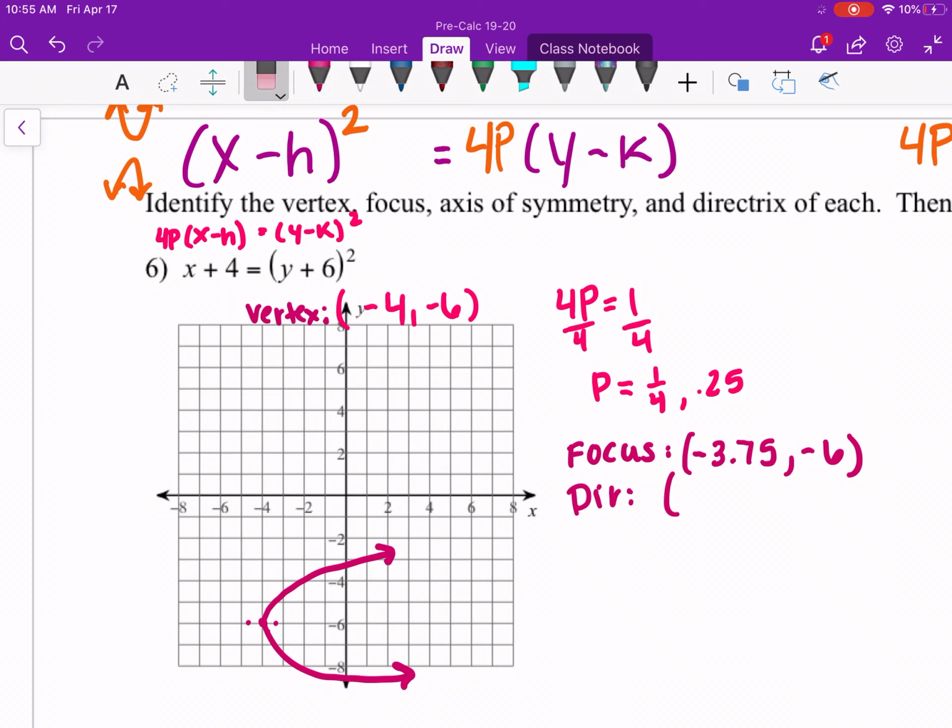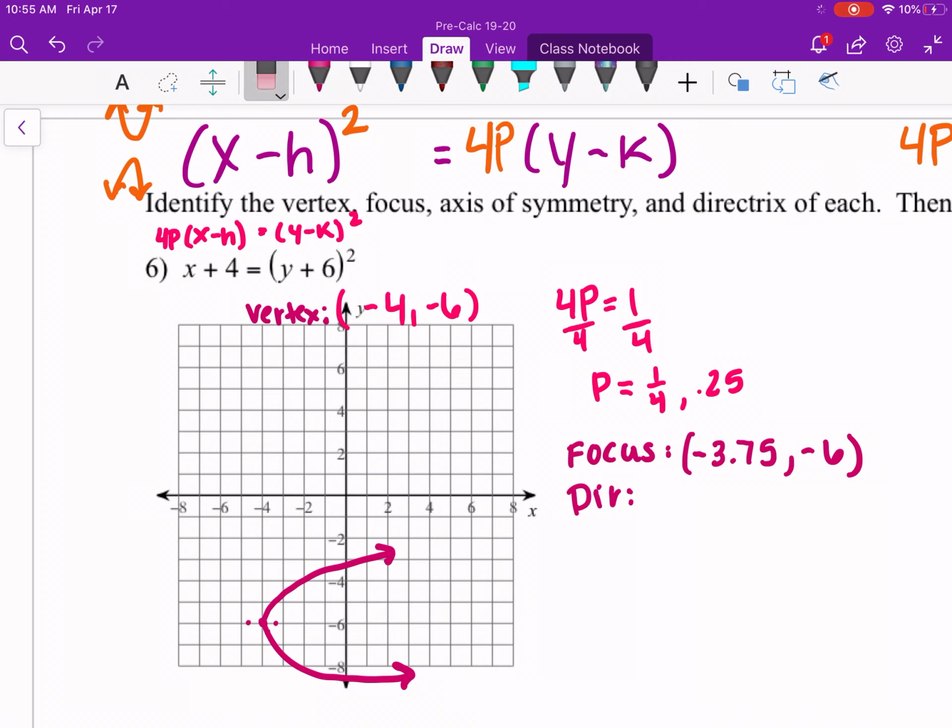And so now that's an equation of a line. So that's either going to be x equals or y equals. And so I'm going to go ahead and even sketch that line through that point. And so that is a vertical line. So a vertical line is going to be x equals, and then whatever point on the x-axis it goes through, which in this case, since we went 0.25 to the left, it's going to be -4.25. Remember, the directrix, again, is the equation of a line.